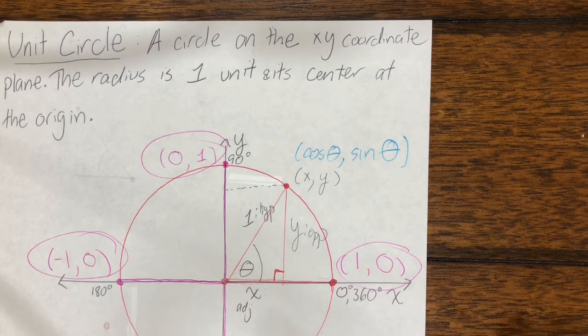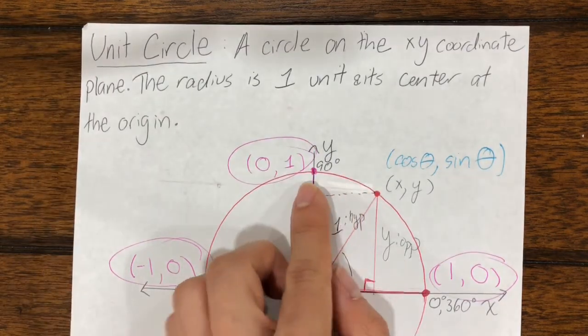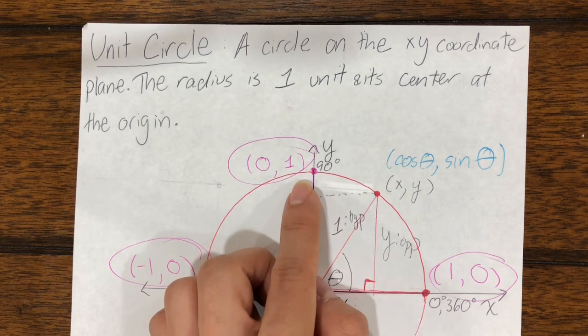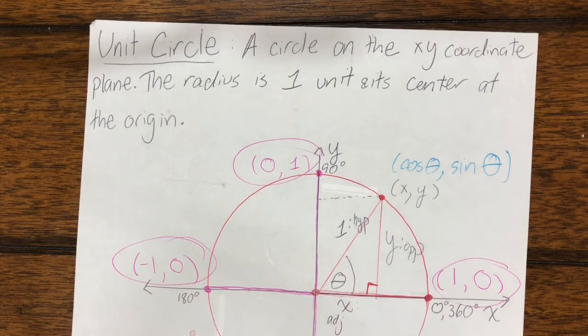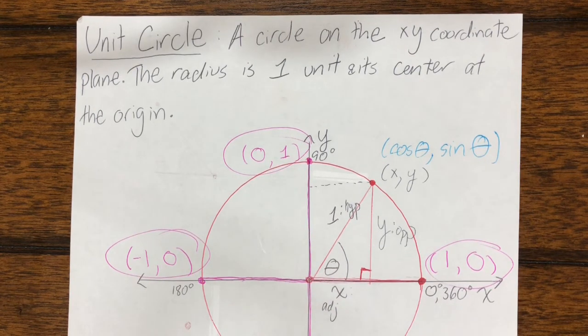Now if I were to ask about the sine of 90 degrees, all I have to do is look at the y value, which in this case is 1. So sine of 90 degrees would be 1. And so on with the other angles that we're looking at. All we need to do is look at the x or y coordinate to evaluate cosine of theta or sine of theta.